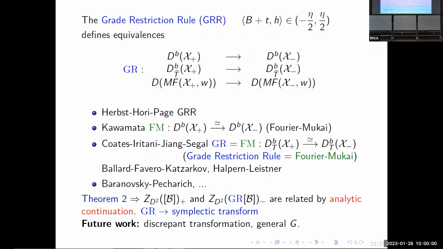So the next step is a descendant transformation, right? Yeah, thank you. And also we should do general G. Yeah, thank you for your attention.